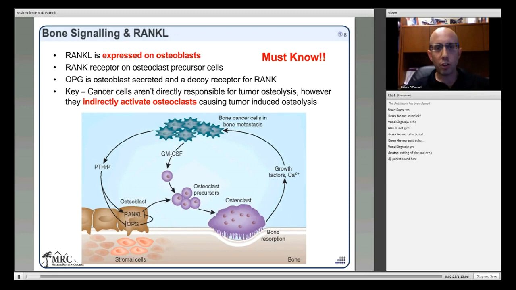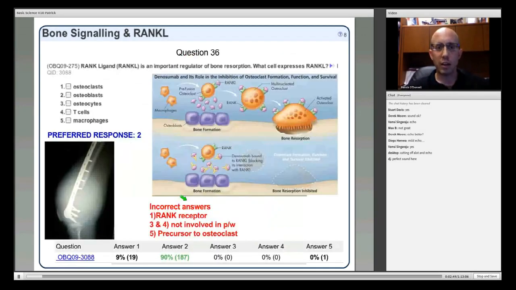So if you look at this little cartoon here, you have your osteoblast. Let me get a pointer here. Osteoblast down here secreting RANK ligand to act on the osteoclast precursor, causing osteoclastogenesis and bone resorption. OPG, also secreted by the osteoblast, blocks this RANK ligand's effect, blocking osteoclast precursor activation.